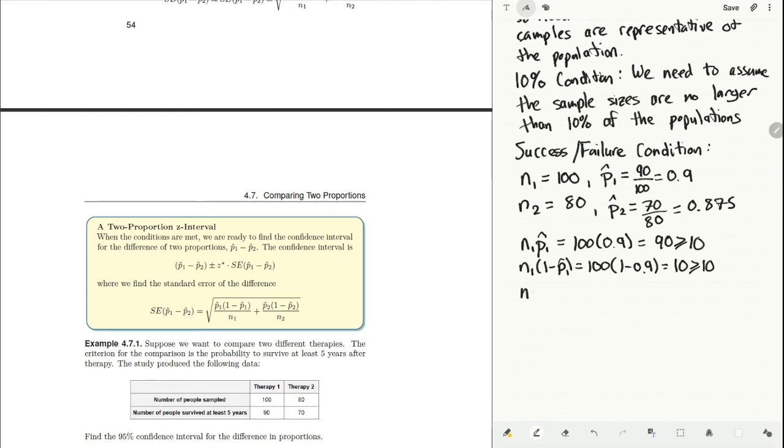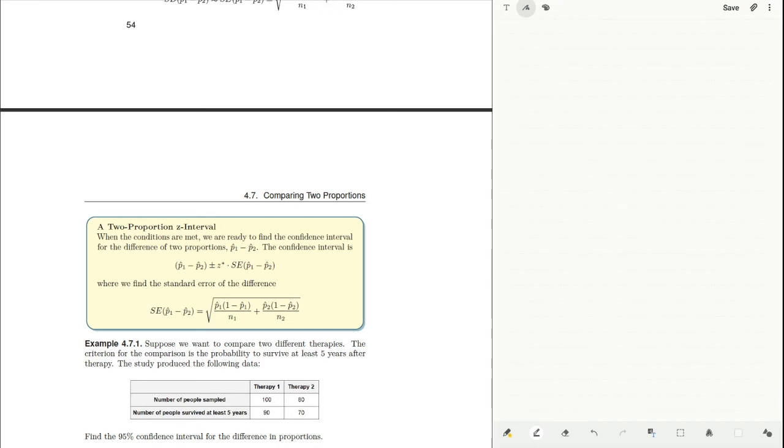And for group 2, we do the same calculations. We have 80 times 0.875, which gives us 70. And n2 times 1 minus p2 is 80 times 1 minus 0.875, which gives us 10. So all of these are at least 10, so the success and failure condition is met. So now we can find our confidence interval.